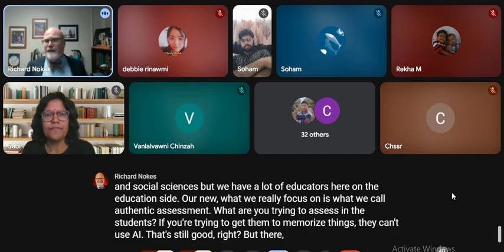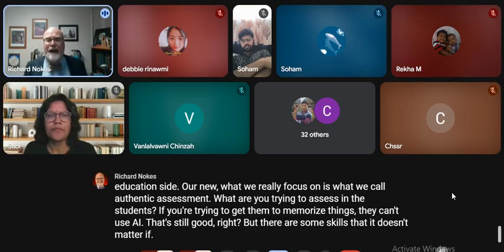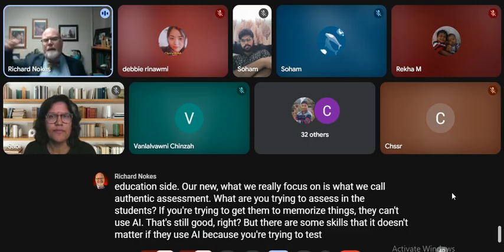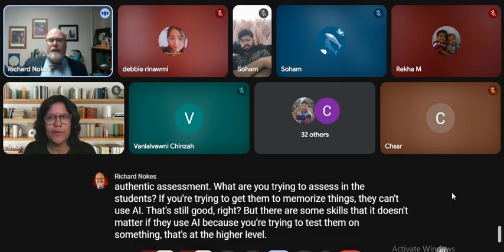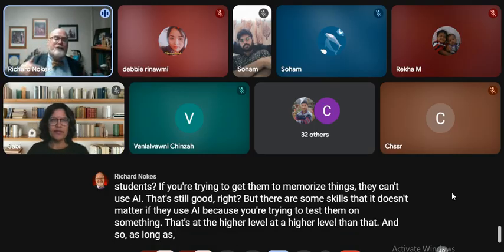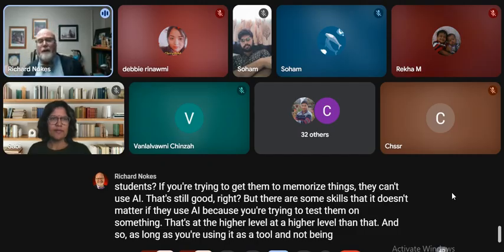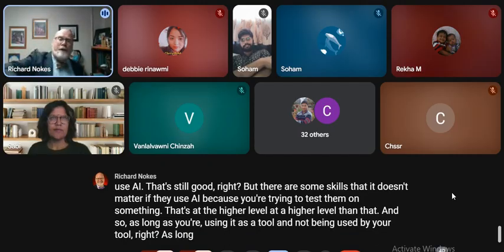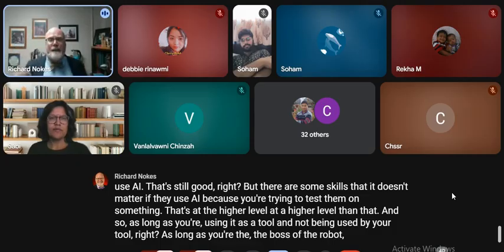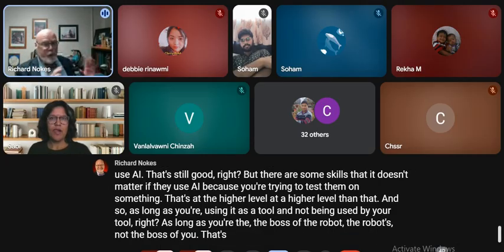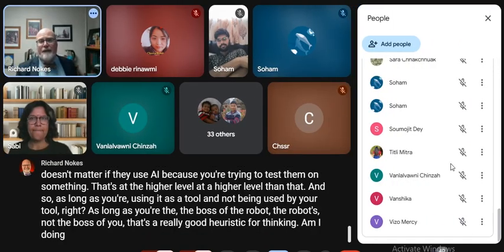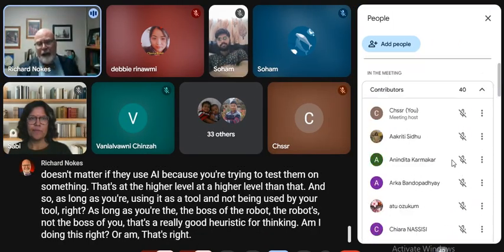But there are some skills where it doesn't matter if they use AI because you're trying to test them on something that's at a higher level. And so as long as you're using it as a tool and not being used by your tool, right? As long as you're the boss of the robot and the robot's not the boss of you, that's a really good heuristic for thinking, am I doing this right? That would be my opinion.